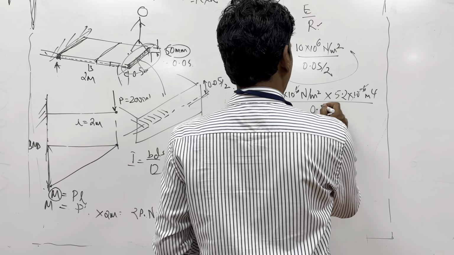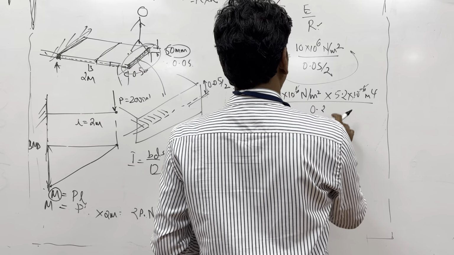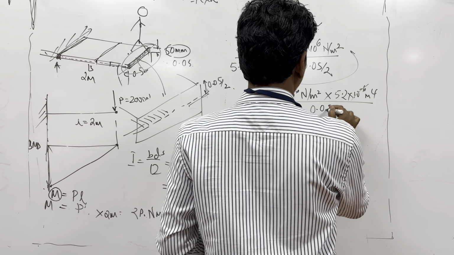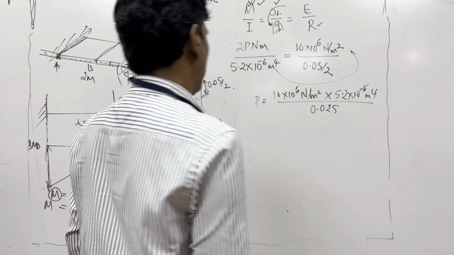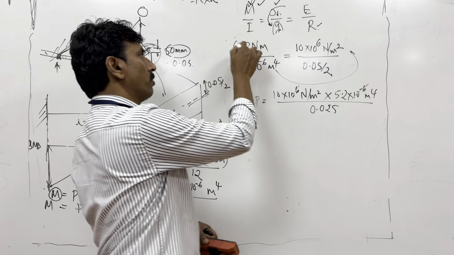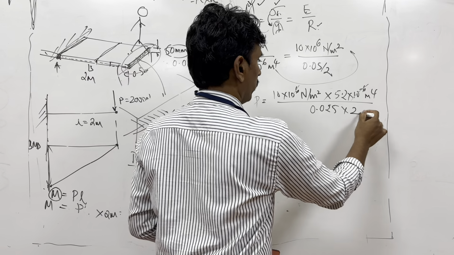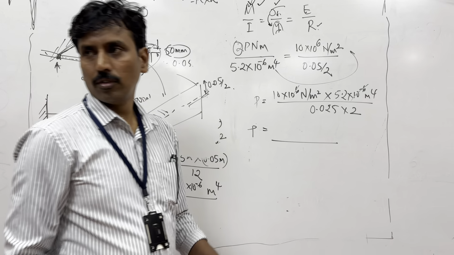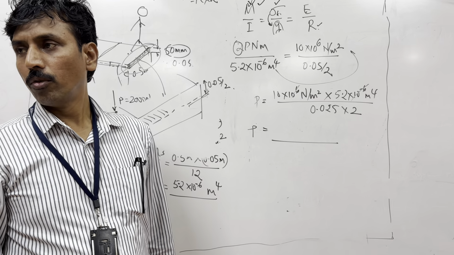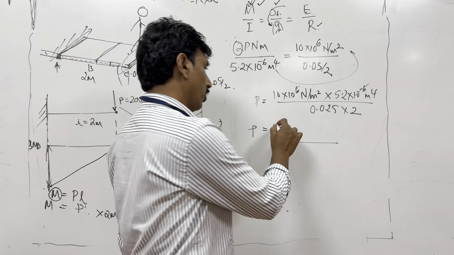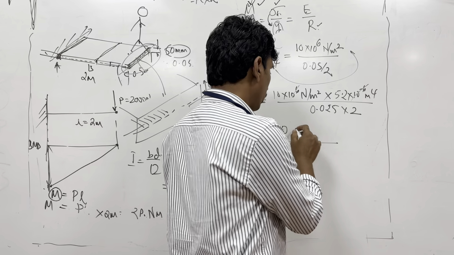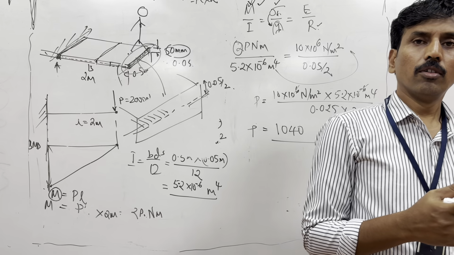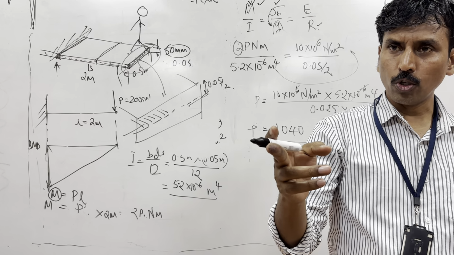And then it is 0.05 divided by 2. It is 0.025. And again this 2 comes here, now this 2 comes onto this side. So what is the answer? 1040? Guys, anybody confirming this? You got 1040.